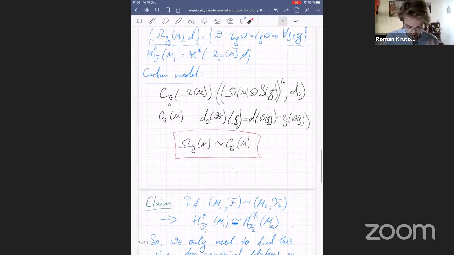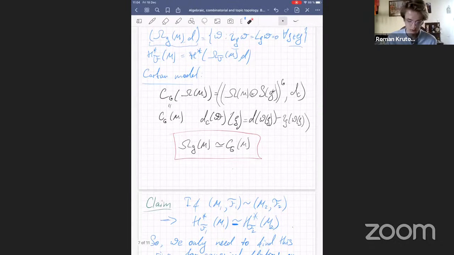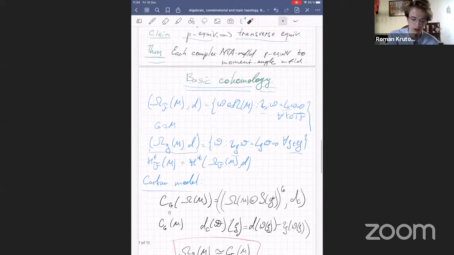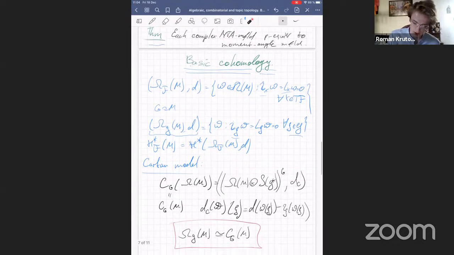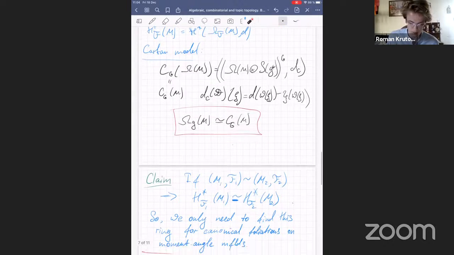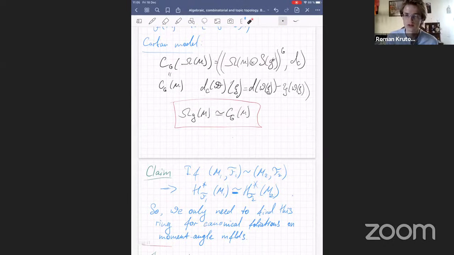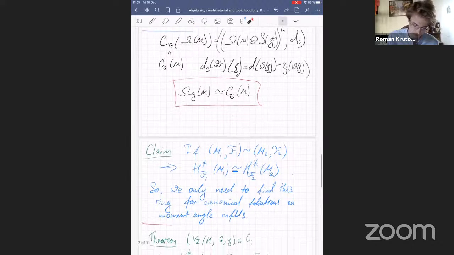And there is a very important claim which says that if two foliations are transverse equivalent, then the associated rings of basic homology are isomorphic. So because of the theorem above, that each complex manifold with maximal torus action is P equivalent to some moment angle manifold, it's enough to compute this ring in the case of moment angle manifolds.